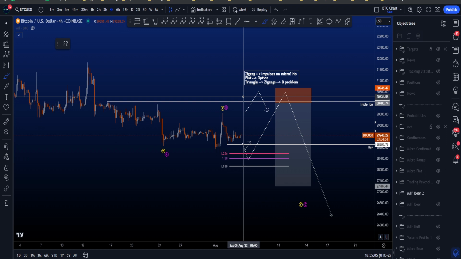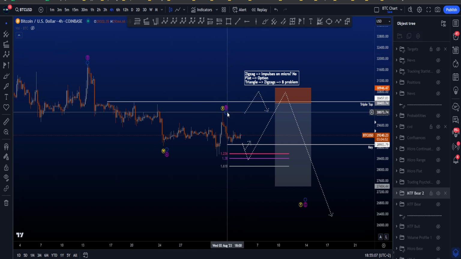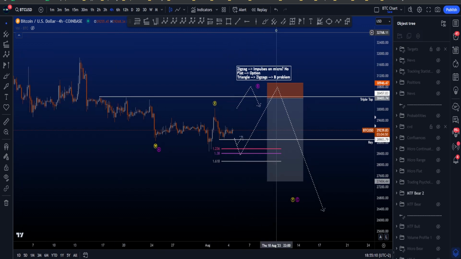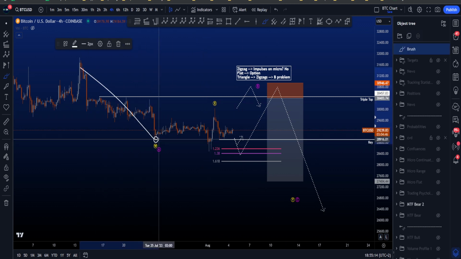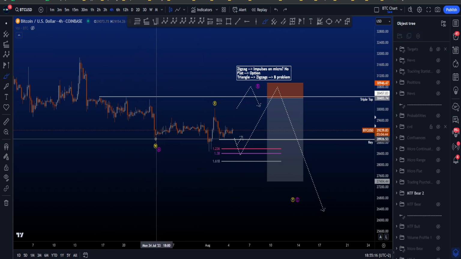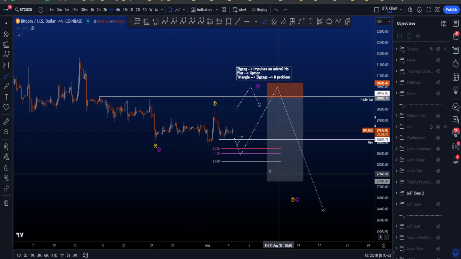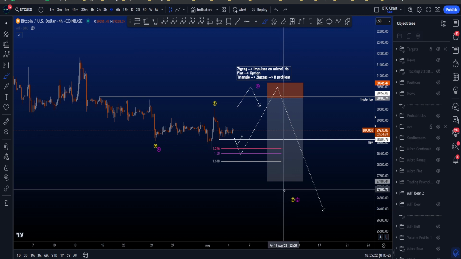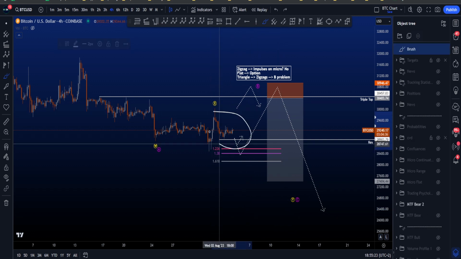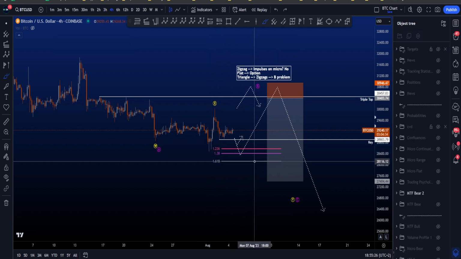It doesn't really matter. It kind of leads to the same scenario where this wave B then has to go over there. In a WXY, we are looking for a three-wave structure in W being a zigzag. Then we have an expanding flat in a wave X. And because wave W is a zigzag, wave Y most likely is then an expanding flat or a triangle. But I'm not really looking for triangles based on the price action that we have.